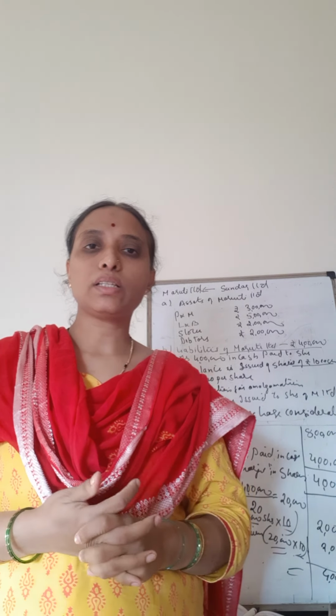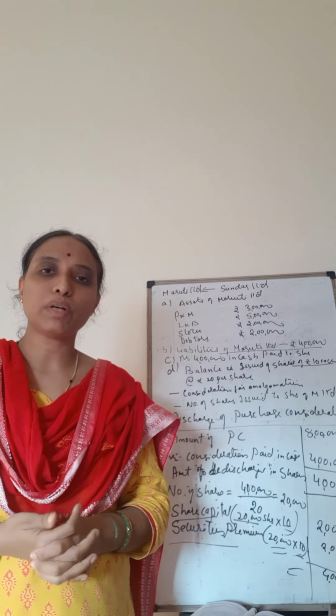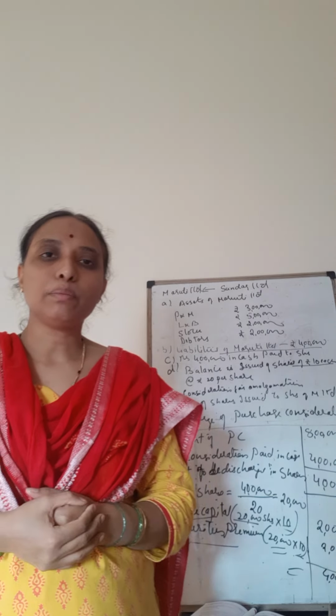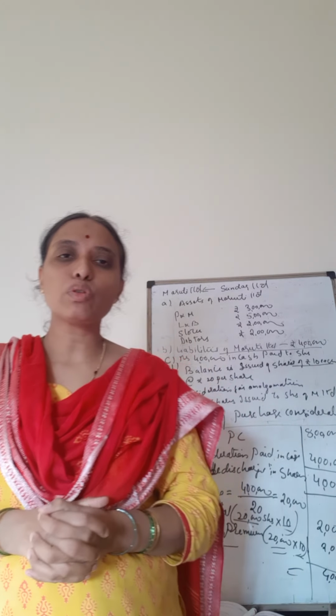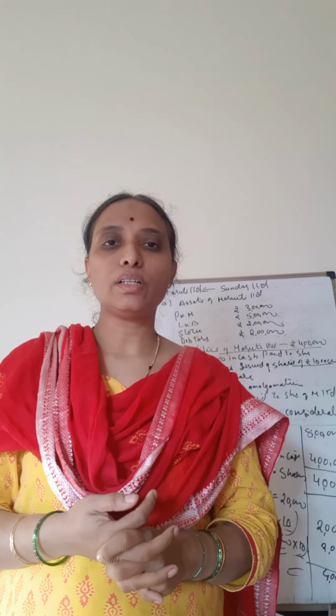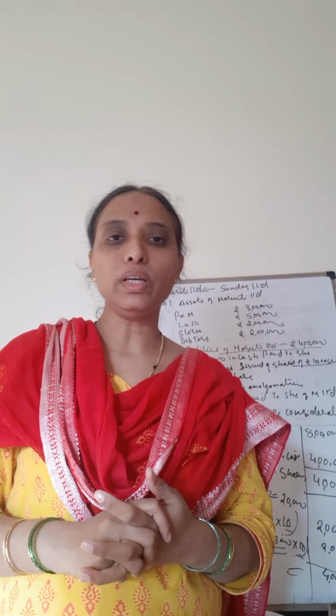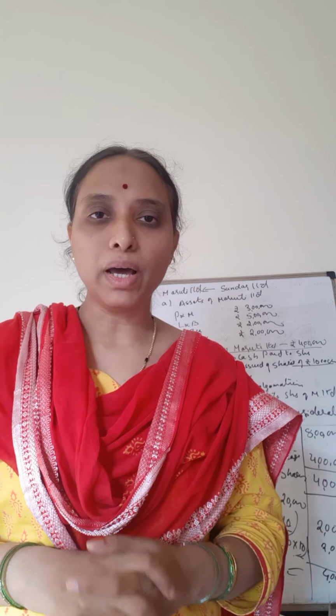Okay, in the next session we will see the 15 marks problem on the purchase consideration, as well as the journal entries to be passed in the books of the transferor company and the transferee company, and the amalgamated balance sheet.